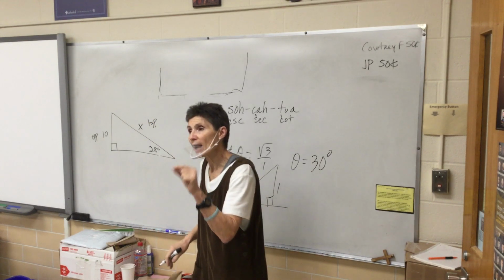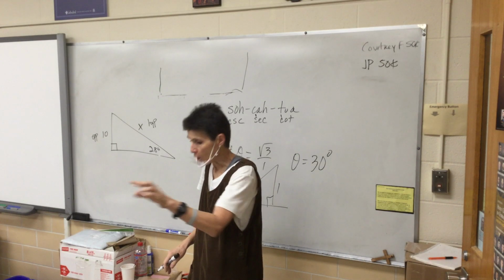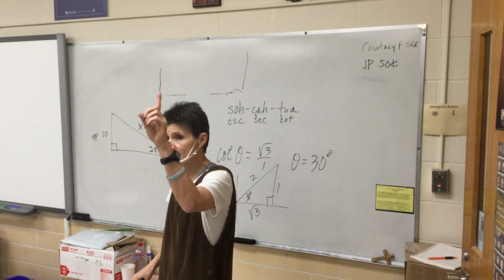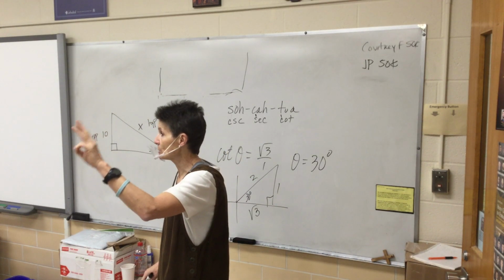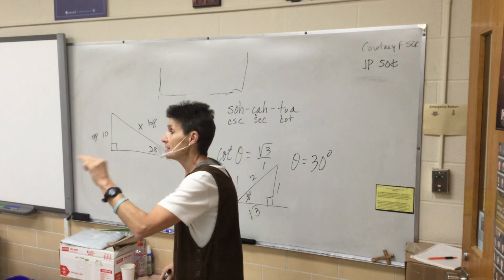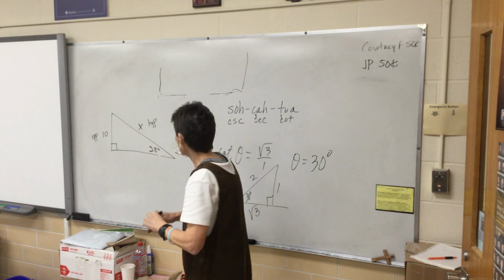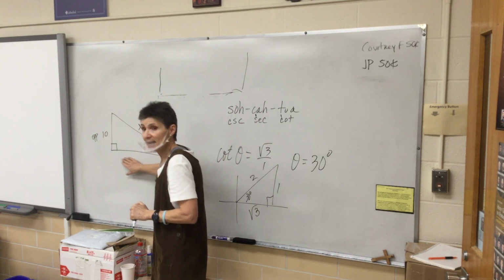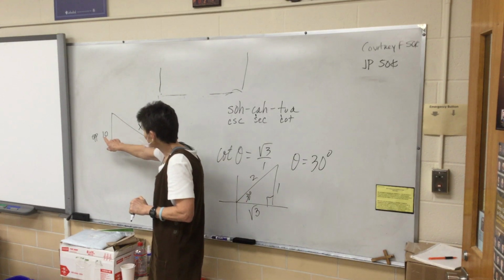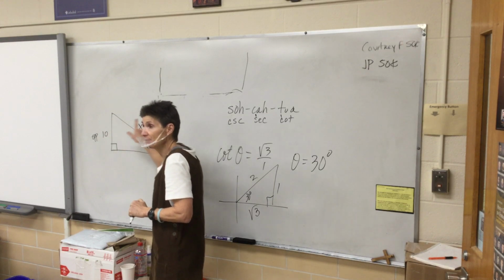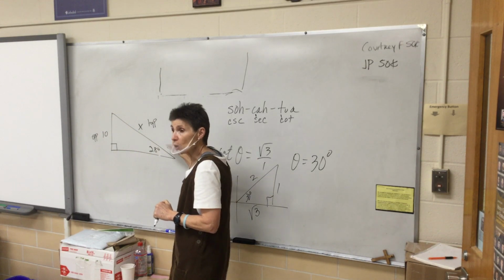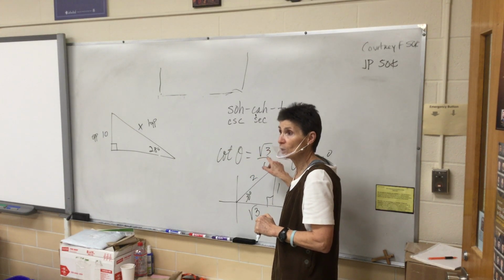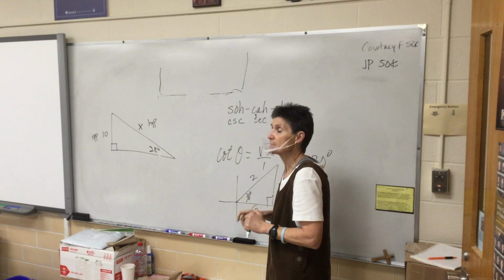Now, you're going to write an equation for all of these problems, and you're going to use either sine, cosine, or tangent. To decide which, you look at the sides that are involved in the problem. This side is not involved. The only sides involved are the opposite and the hypotenuse. So if opposite and hypotenuse are involved, which function will I use? Sine, cosine, or tangent? Sine.